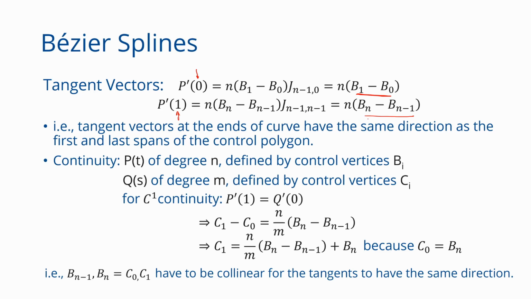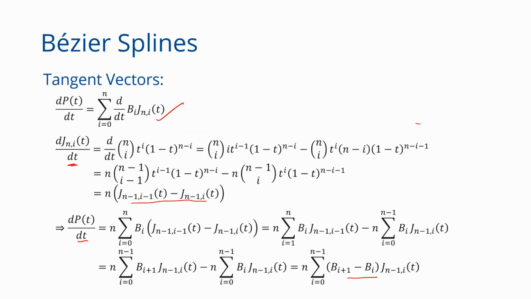So we say that the tangent vectors at the ends of the curve have the same directions as the first and last spans of the control polygon. So I would again recommend that you do this derivation yourself and verify that whatever is written on the slide is correct.